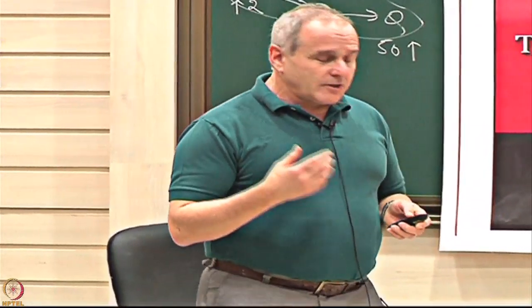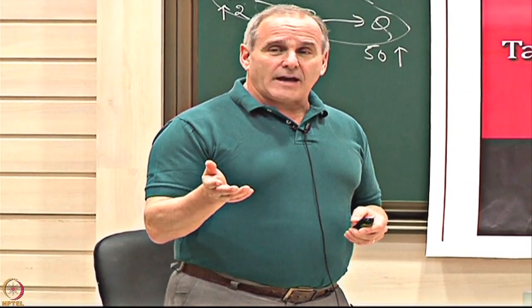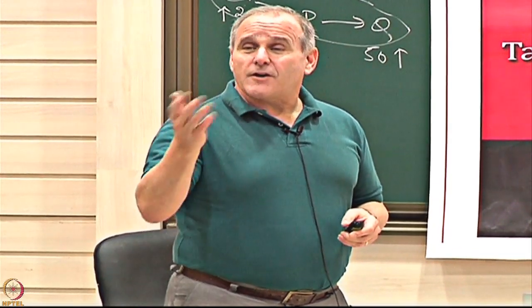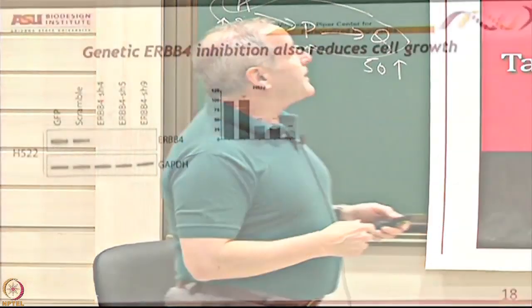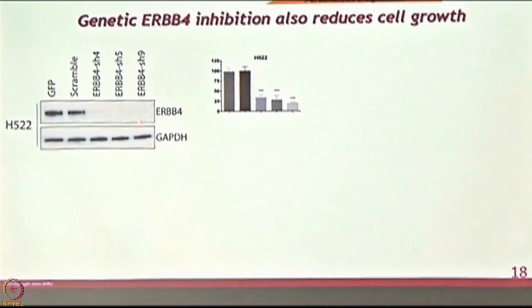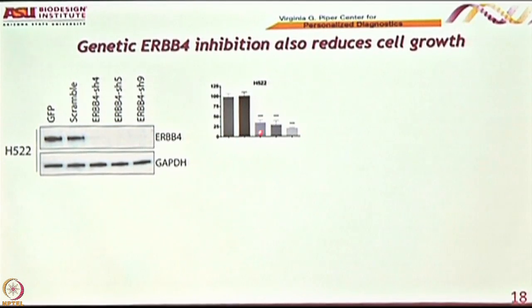So we wanted to ask the question, can we knock down ERBB4 without the drug? How would you go about that? shRNA. Right. So that's what we did. Here is one of our cell lines, 522, one of the sensitive cell lines. Here's an ERBB4 shRNA, clearly knocking down protein. And if you knock down the protein, cell division gets reduced. So just knocking down ERBB4 is sufficient to give you cell inhibition.